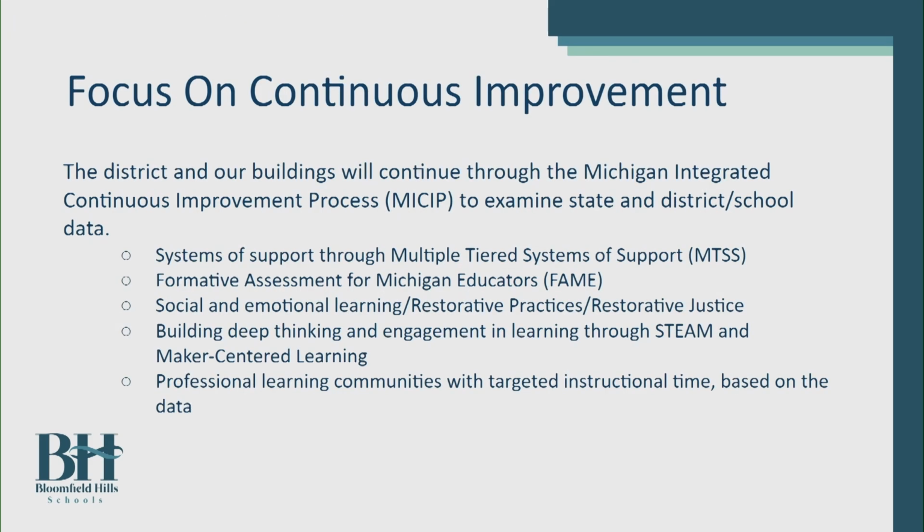So with MyKIP, which is the continuous improvement, we are always using our data to help us make sure that we are meeting our goals within MyKIP. So our goals continue to be systems of support through the multiple tiered systems of support, or MTSS, formative assessment for Michigan educators, which is, as we looked at that balanced curriculum and balanced assessment, the idea of making sure that we are catching our students in that formative stage throughout our curriculum, so that we're not waiting for a summative assessment to find out if a student is understanding the data, but really catching it sooner in the system.